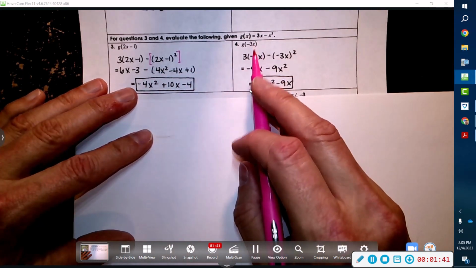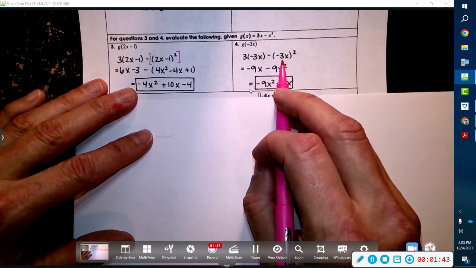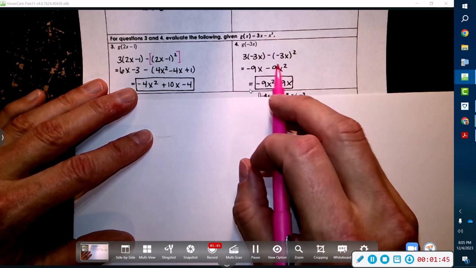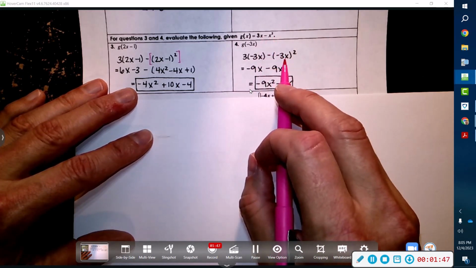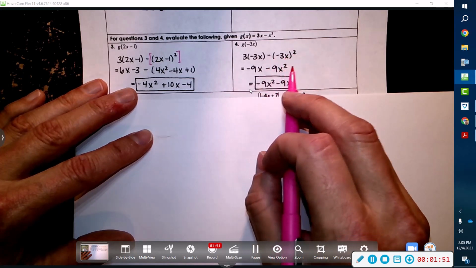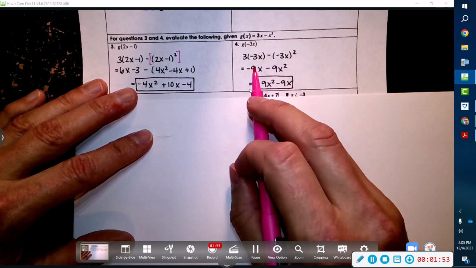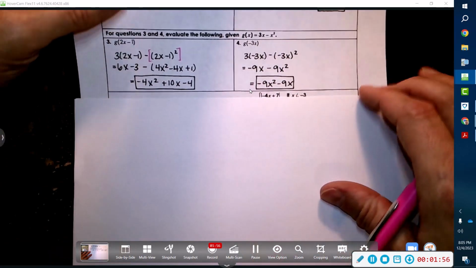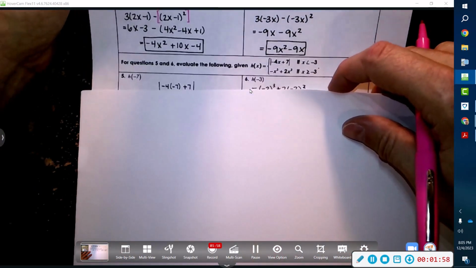This guy, negative 3x, okay, goes into each of those locations. Square that out. You will get a positive 9x squared, but you are subtracting that positive 9x squared. So this guy, you can just rotate the terms there, put them in any order you wish.